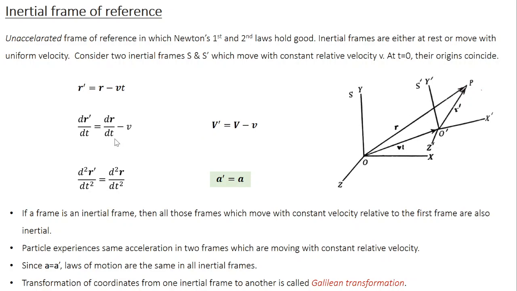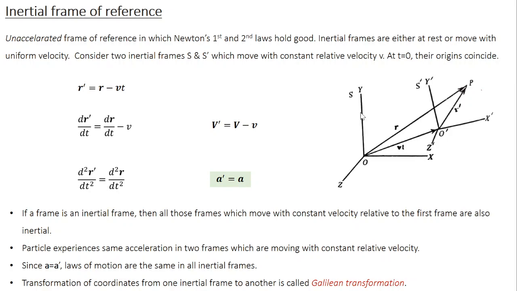Moving on to acceleration, once again, take derivative on either side. d square r prime by dt square equal to d square r by dt square. V is a constant, so when you take derivative of that, it becomes 0. So call this as a prime, d square r by dt square as a, so you get a prime equal to a. So even though the position vectors and velocities are different on both the frames, the accelerations are the same.